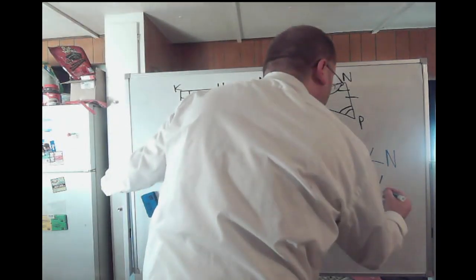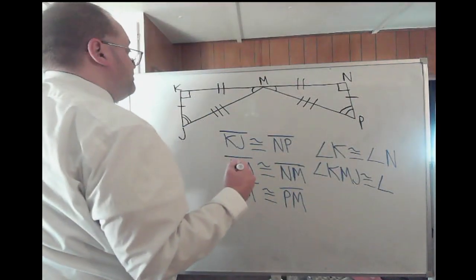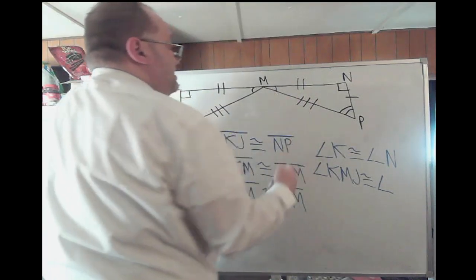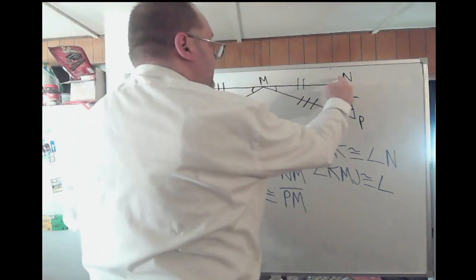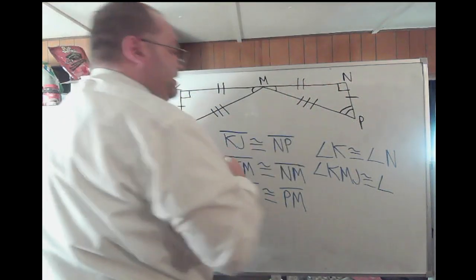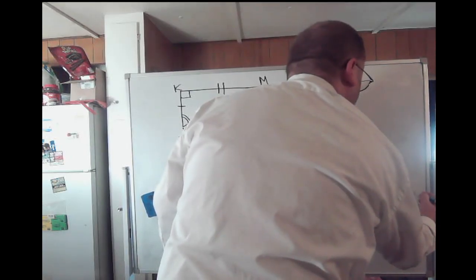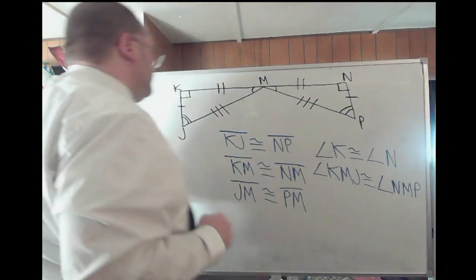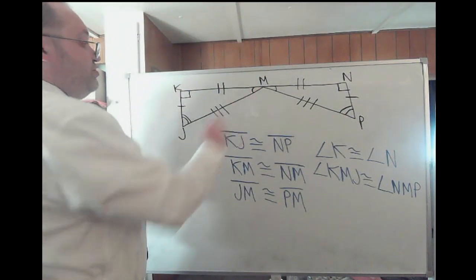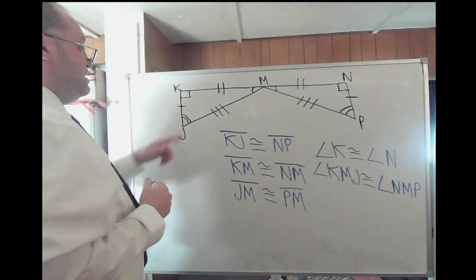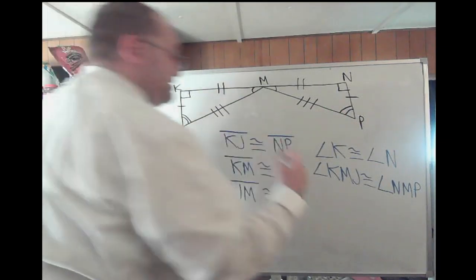Well, there's going to be a similar setup on the right side. You're going to have angle NMP because here the line segment that forms the angle starts at N, goes to M, and ends at P. So angle KMJ is congruent to angle NMP because these can't both be angle M. And then of course we got the 2 arc marks. Angle J is congruent to angle P.